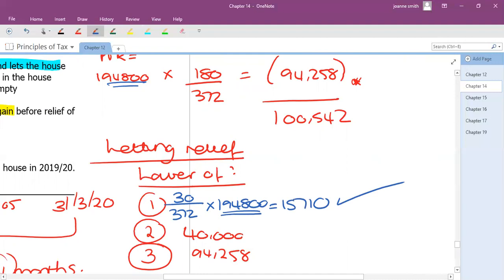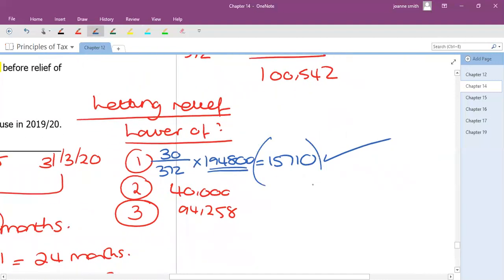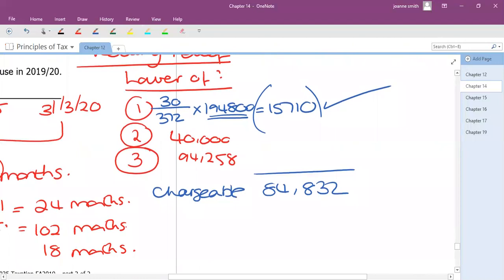Okay, so I'm going to reduce the gain by that amount, and that gives me a final gain to be taxed of 84,832. Which of course we'd still get the annual exemption, any losses brought forward that we might be entitled to.